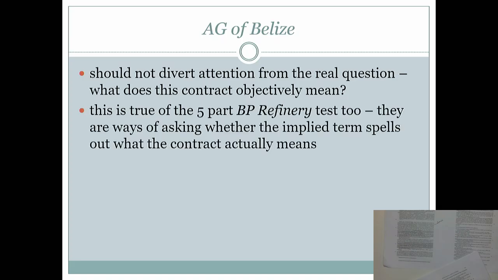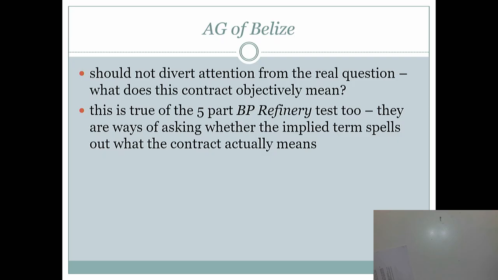And the BP refinery test, if you remember that, we looked at on Wednesday. I'll just remind you what that test was, if I can find it. It's in Marks and Spencer. I'll find it in a second.